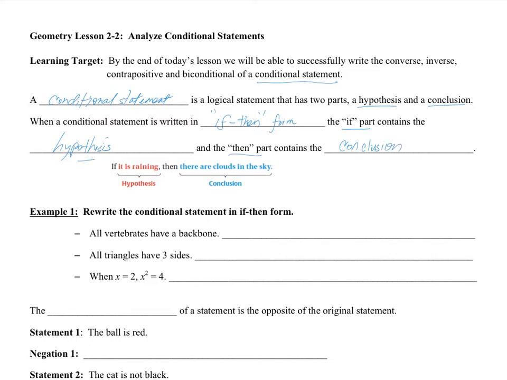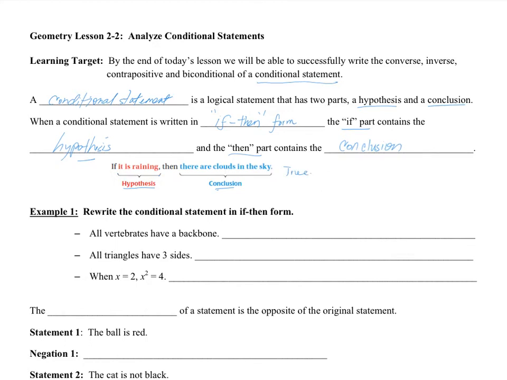of your guess. So if it is raining, so this part of the sentence here will be considered the hypothesis. It is raining. And the result, then there are clouds in the sky. So logically speaking here, this statement is true.